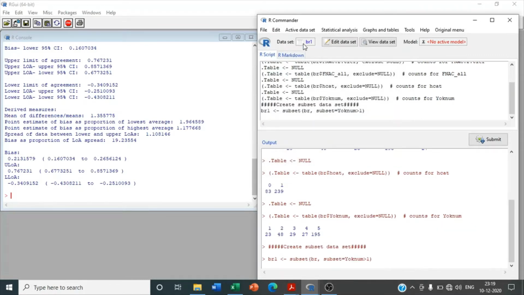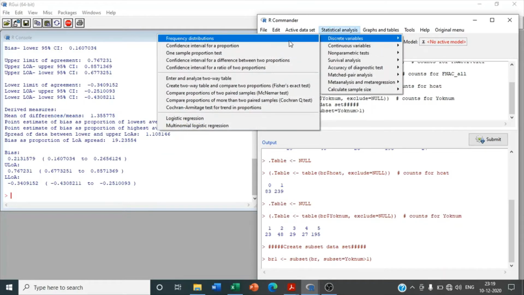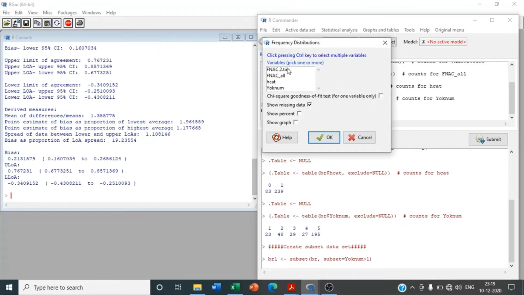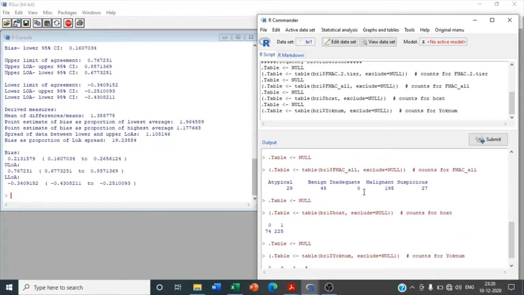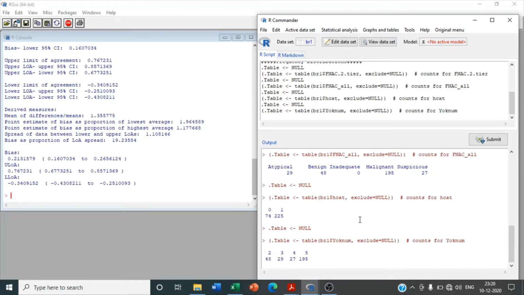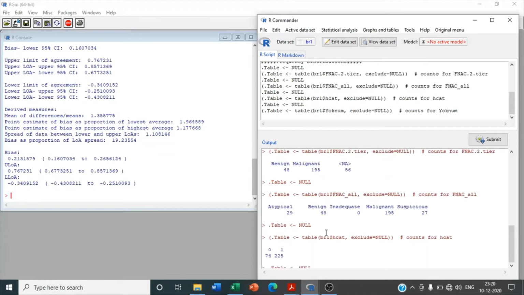Here we have created a BR1 dataset. We can always check the data again. They have the same variables. But here we see that there are no inadequate cases. And in Yocnum, it starts from 2, 3, 4, 5. 2 is benign, 3 is atypical, 4 is suspicious, 5 is malignant.